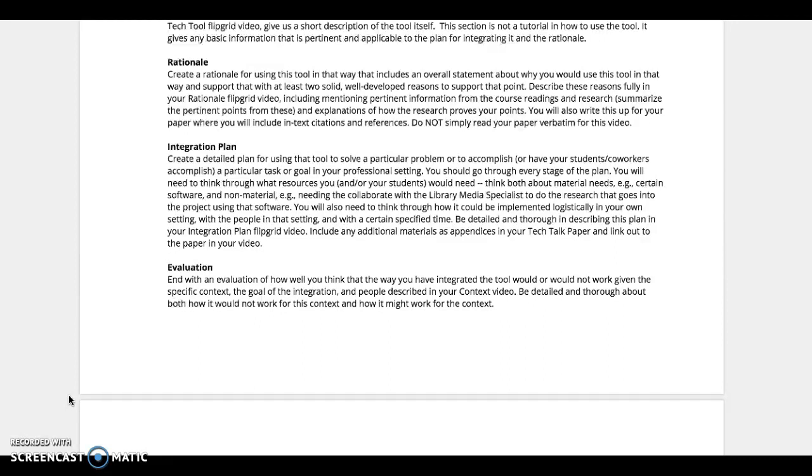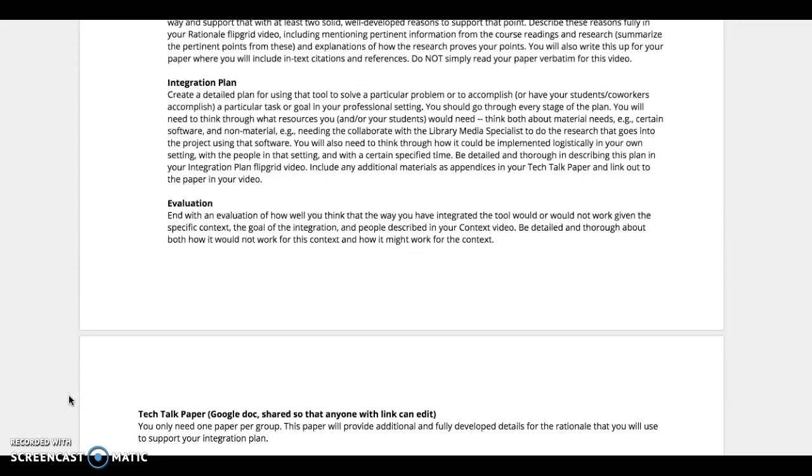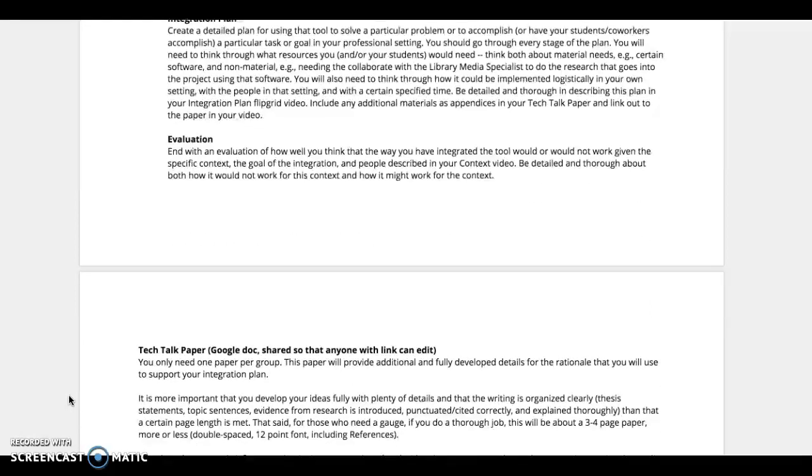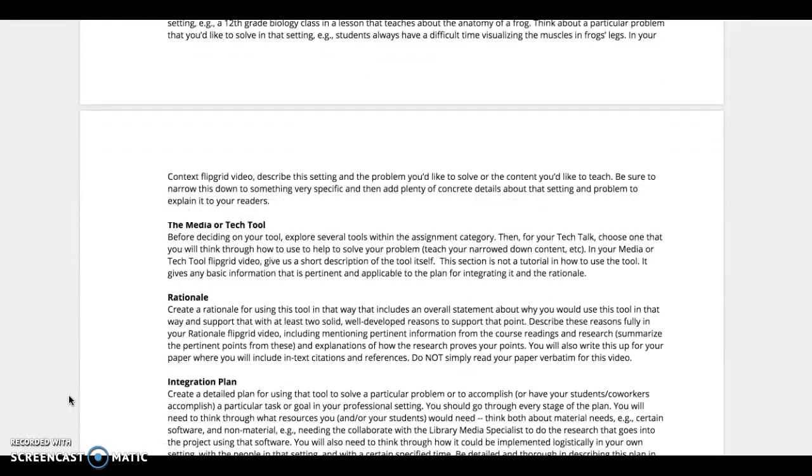And I might even add another line here to help you know that it is a plan for one integration of this media or technology tool. It's not a listing of all the different ways you could integrate this media. It's a very thoughtful plan for one integration of that media, to give us a very good sample of how it could be integrated, a very thorough look at that. And then you're going to evaluate it. What would or would not work with this tool integration, and given your particular context, what will work and what won't, and why.